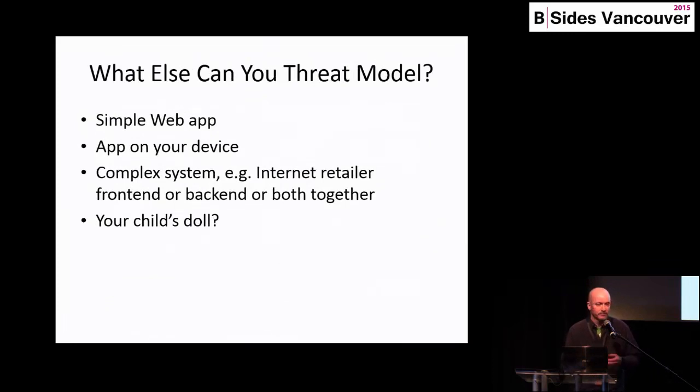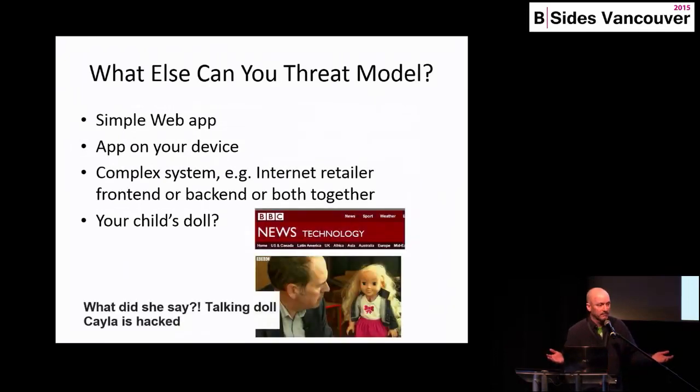So what else can you threat model? Simple web apps. Okay, that's kind of vanilla at this point. Apps on your devices. We all have phones. We all have smartphones. We all have apps on them. Complex systems. Internet retailers. Front ends, back ends, both together. Large search engines. I happen to think about that one fairly constantly. Your child's doll. This is Kayla. It's marketed in the UK. BBC News, late last year: talking doll Kayla is hacked. What did she say? Gee, as a parent, do you really want your children's doll saying things that probably aren't appropriate for your son or daughter?